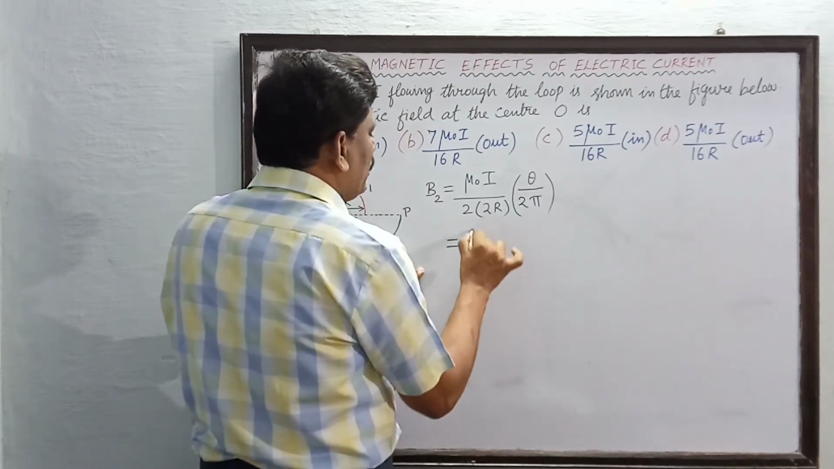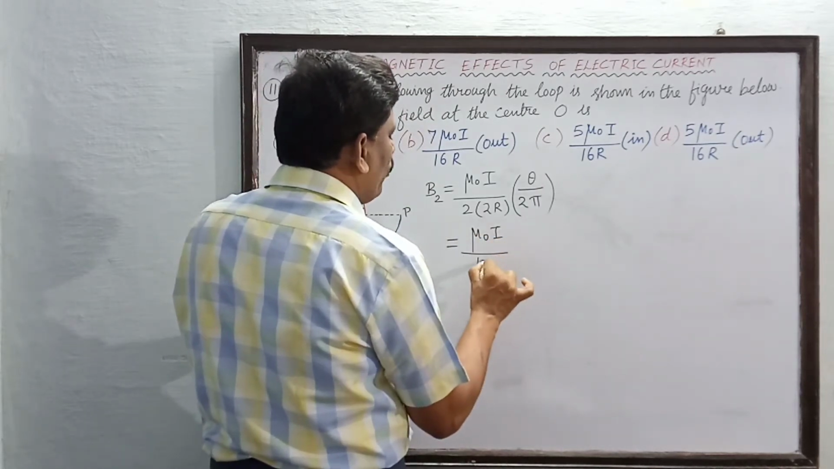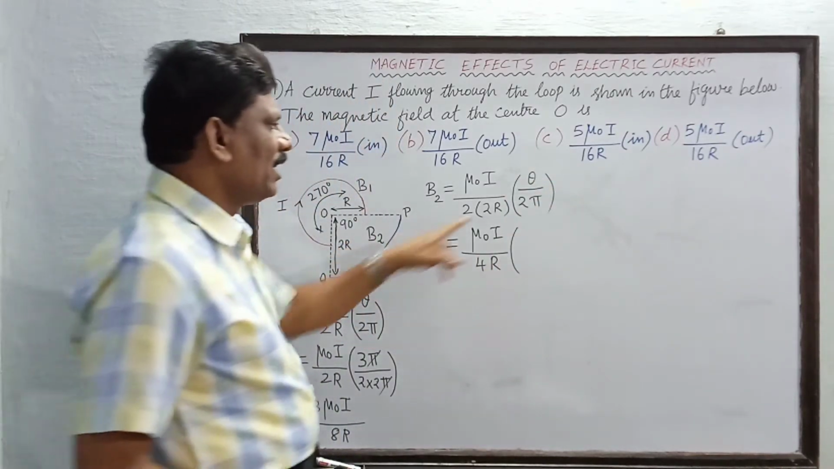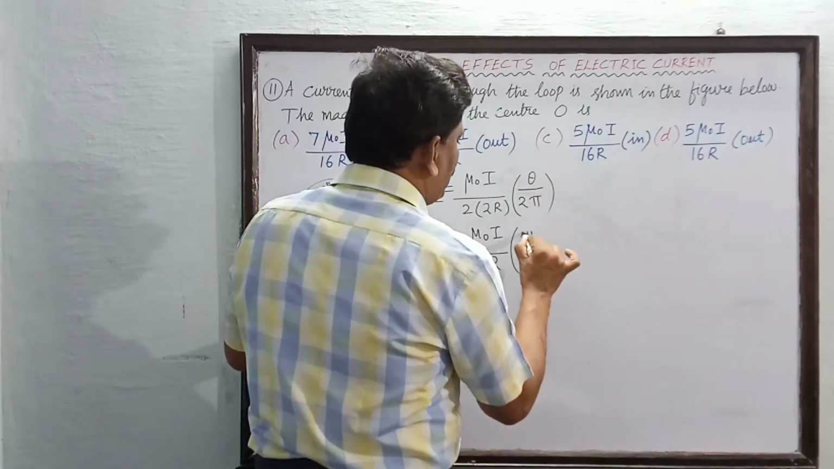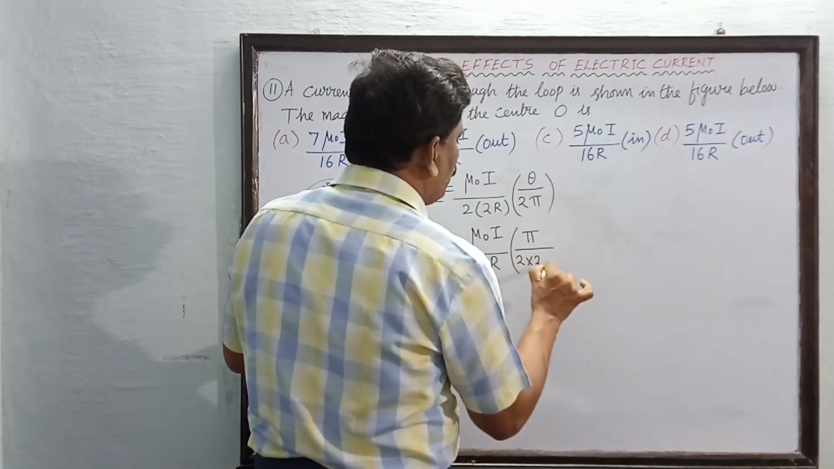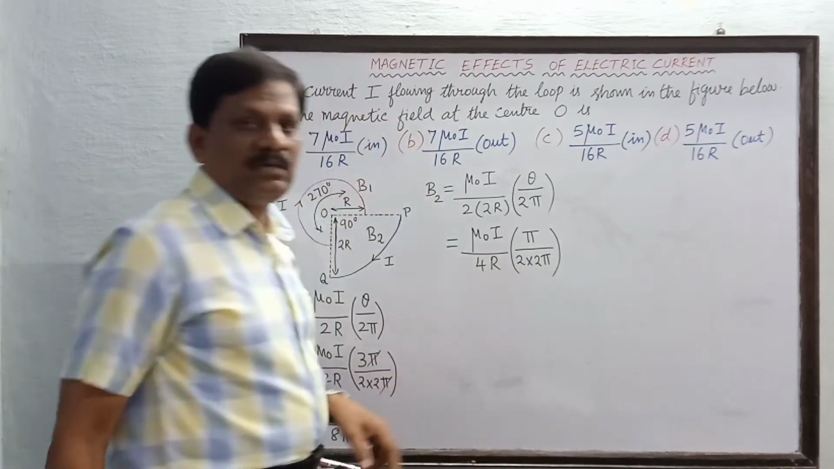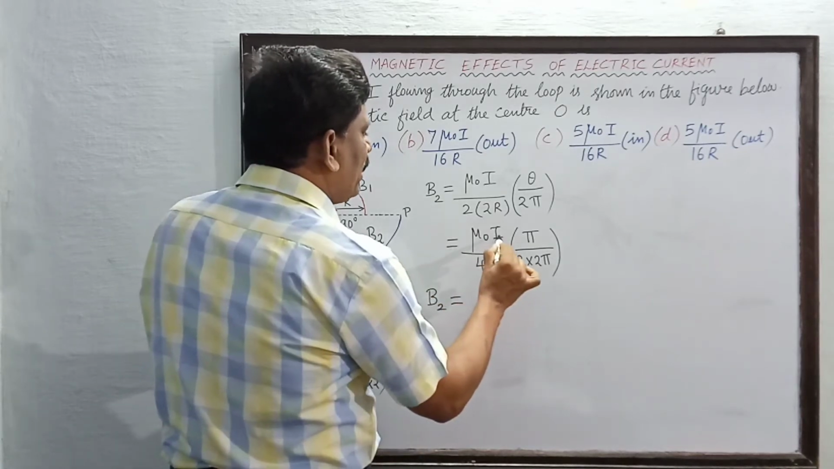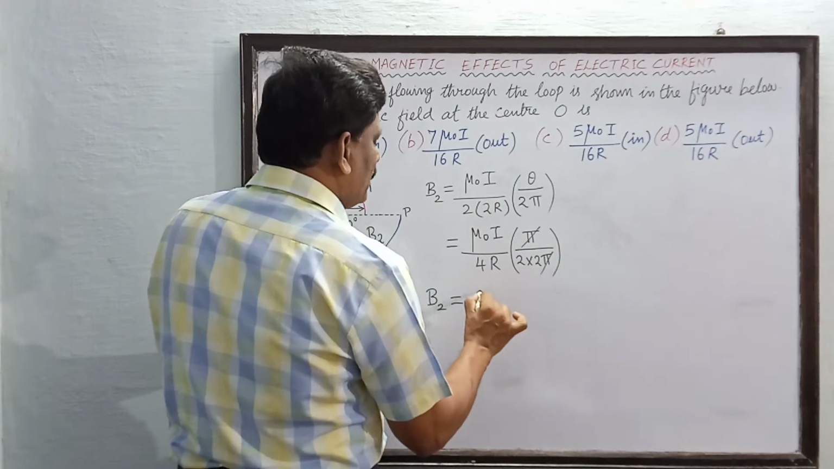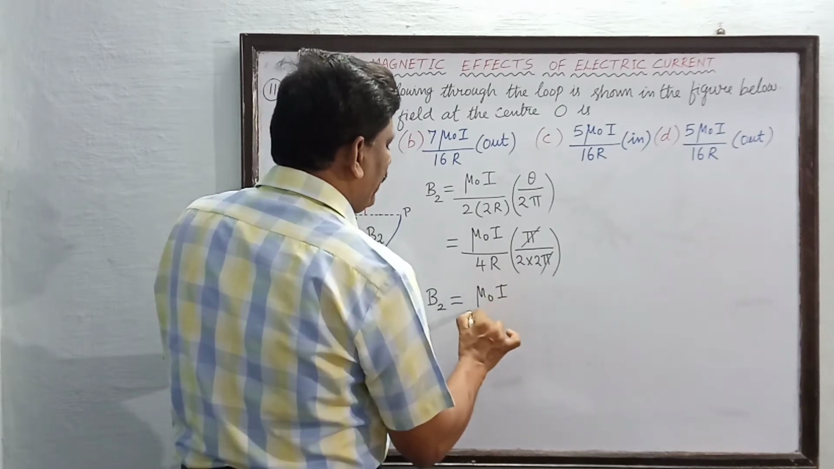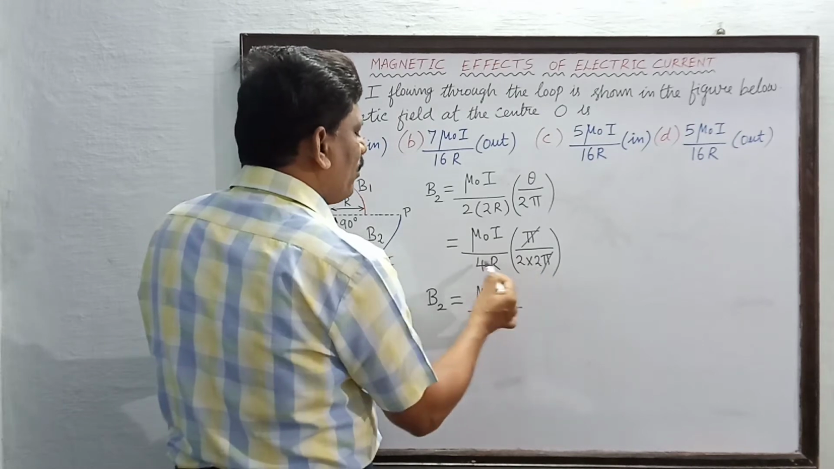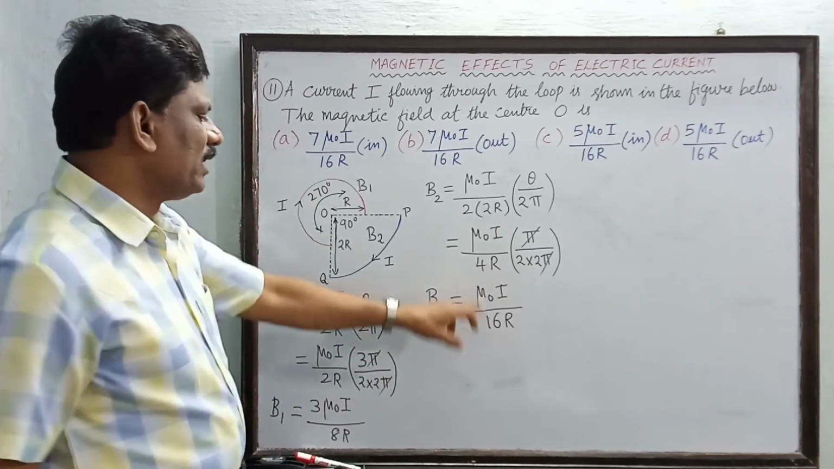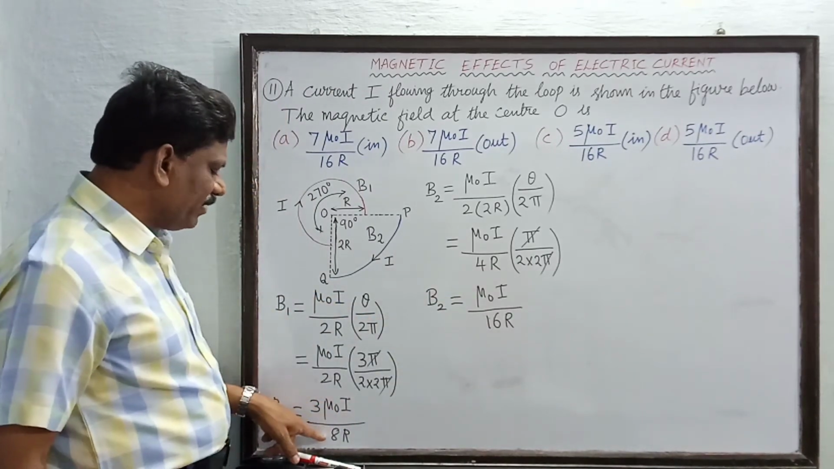So this is now equal to mu naught I divided by 4R into theta, which is pi by 2. 90 degrees is for the larger arc, so this is pi by 2. So pi will be in the numerator, divided by 2 into 2 pi. Therefore B2 is equal to mu naught I, the pi and pi get cancelled, divided by 4 into 4, which is 16R. So B2 is mu naught I by 16R and B1 is 3 mu naught I by 8R.